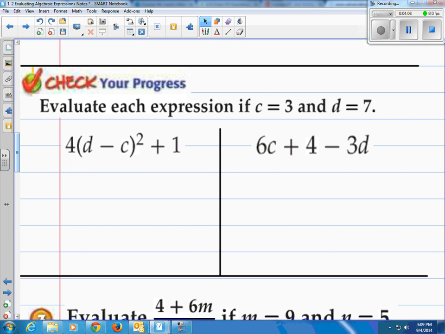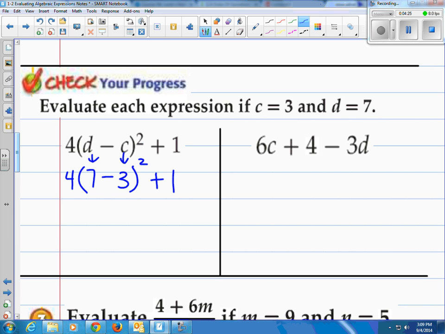And I'll do them while you're doing them. First step, of course, is plugging in the numbers. So I'm going to take the D and replace it with a 7. Take the C and replace it with the 3. Put our square symbol out here, plus 1. I have to work with parentheses first. If you remember, please excuse my dear Aunt Sally: parentheses, exponents, multiply, divide, add, and subtract. So we had 7 minus 3 first. That's going to be 4.